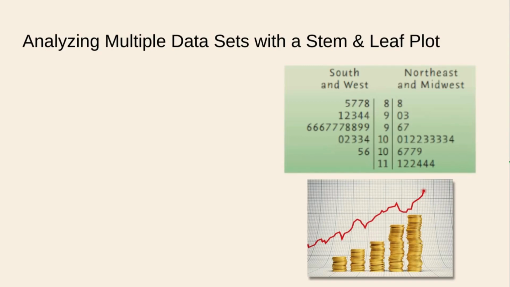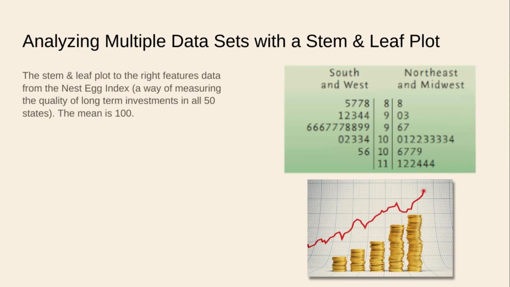Okay, now we're going to analyze multiple data sets with a stem and leaf plot. The stem and leaf plot to the right features data from the nest egg index. That's a way of measuring the quality of a long-term investment in all 50 states. The mean is 100. So we're talking about investing here.